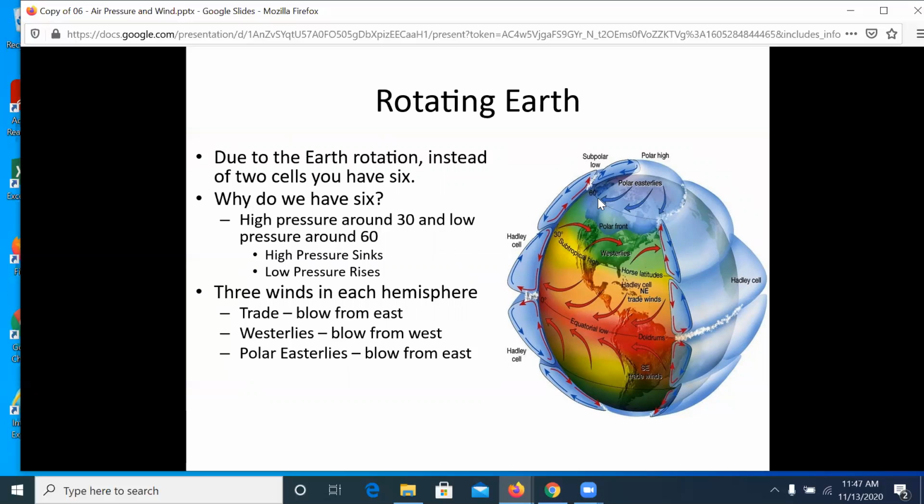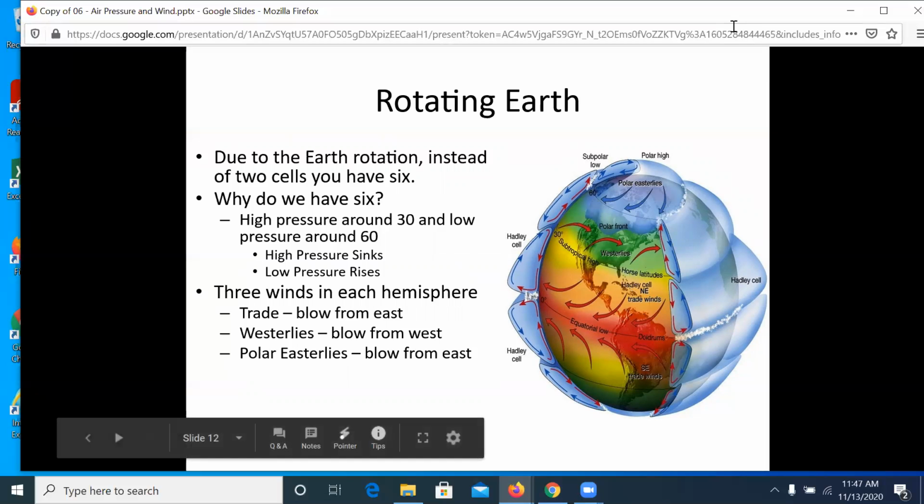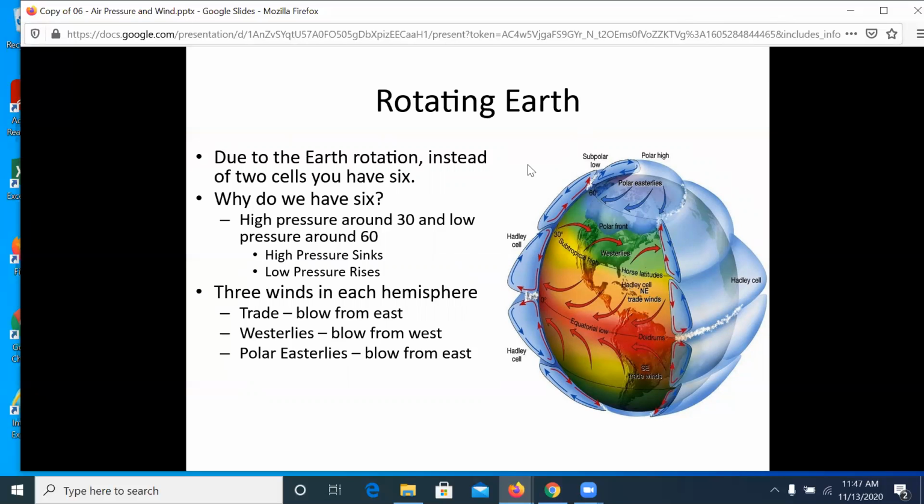Now I hope that you know this, and we're going to get this down, but it's going to take us a while for sure. Remember that our high pressure sinks and our low pressure rises, because again, they're trying to reach that equilibrium. Differing air temperatures around the world cause winds that loop across the planet. The sun rays strike the earth more directly near the equator than near the poles, so the air heats up more near the equator than the poles.